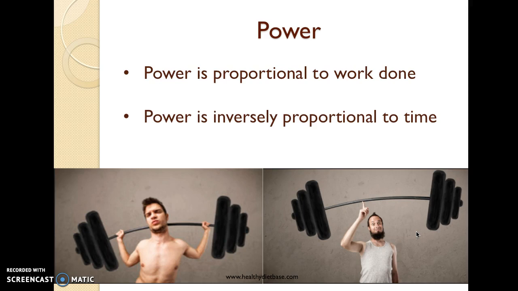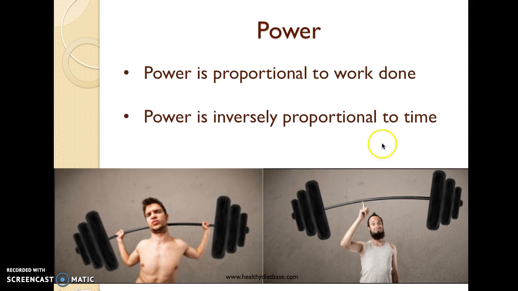Now the equation itself is pretty easy, but it's important to look at the relationships between the variables involved. So we know that power is proportional to the amount of work done and is inversely proportional to the time taken. So we have our two lifters here, this weakling on the left and the strong guy on the right. If we're just looking at the amount of work done, given the same amount of time, if the strong guy on the right can lift twice as much weight as the guy on the left in the same amount of time, then his power output would be twice as great.